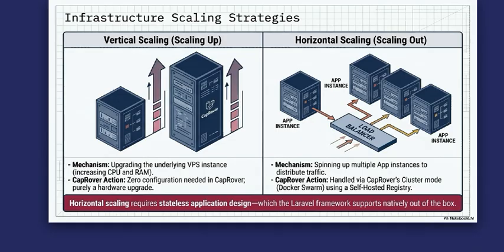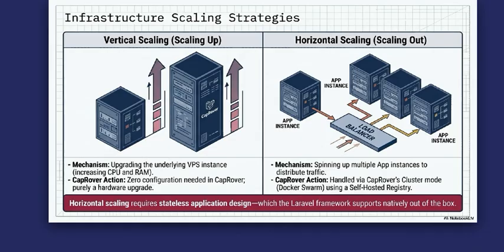But if a massive spike in user traffic hits, say, a viral marketing campaign drops, a single server, even a well-containerized one, has physical limits. It does. So the scaling strategies here offer 2 paths, vertical and horizontal. Let's start with vertical. Vertical scaling is the simplest. The document notes it requires 0 configuration in CapRover. You simply provision a larger instance from your cloud provider, moving from 4 CPU cores to 16 or 8 gigabytes of RAM to 64. You reboot the VPS and your containers suddenly have vastly more headroom.